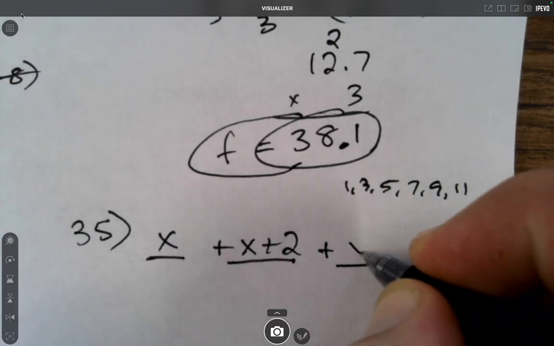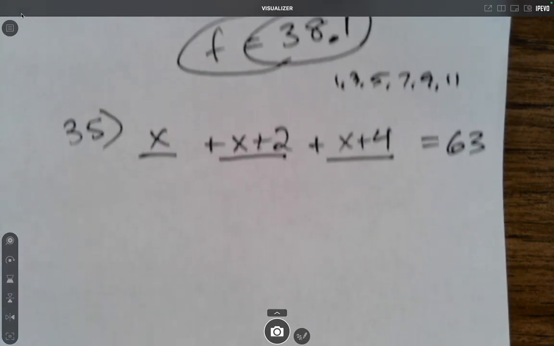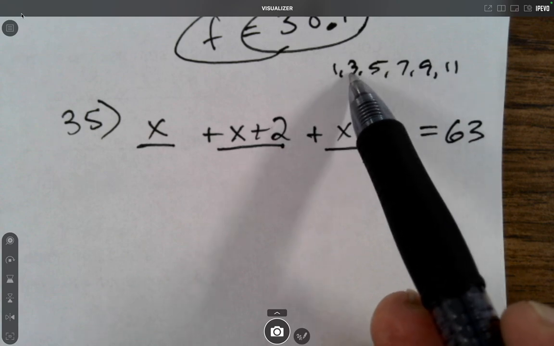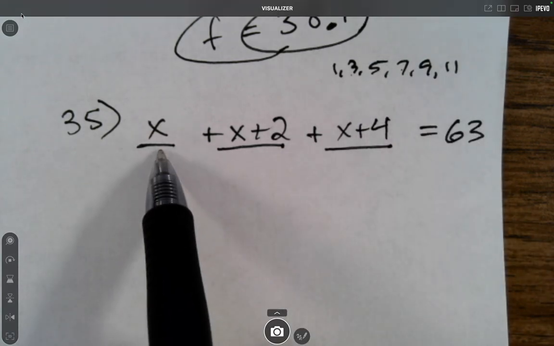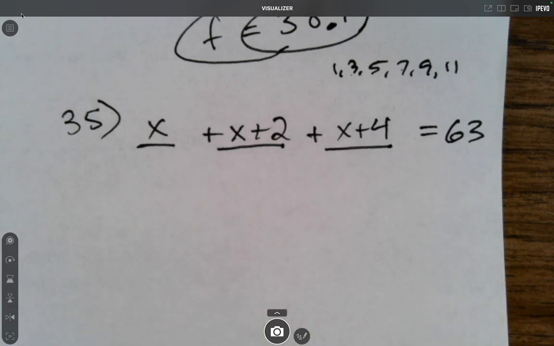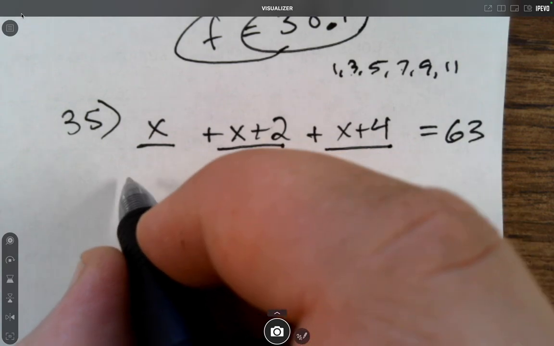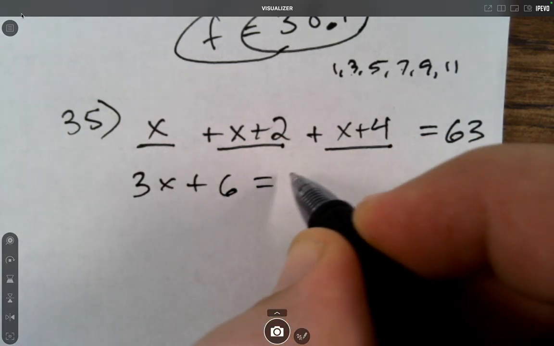So the one after that would be 2 more for a total of 4 being added to x. Because like 1 to 5 is 4, 3 to 7 is plus 4, 5 to 9 is plus 4. So you have to add 2 every time to get to the next odd number. So now we can combine these. We have 3 x's. 2 plus 4 is 6.